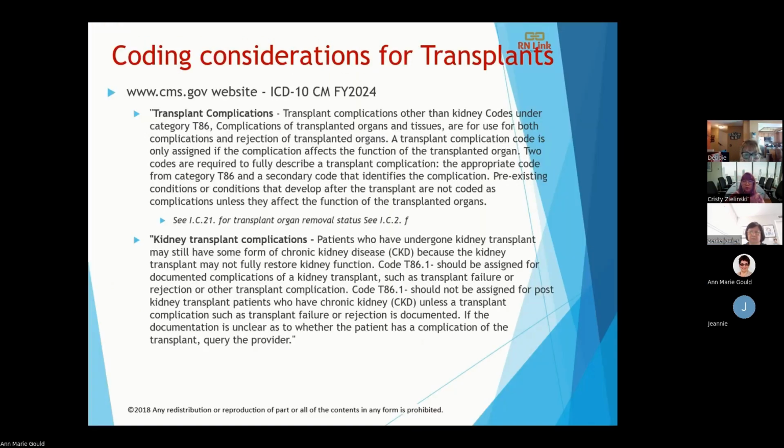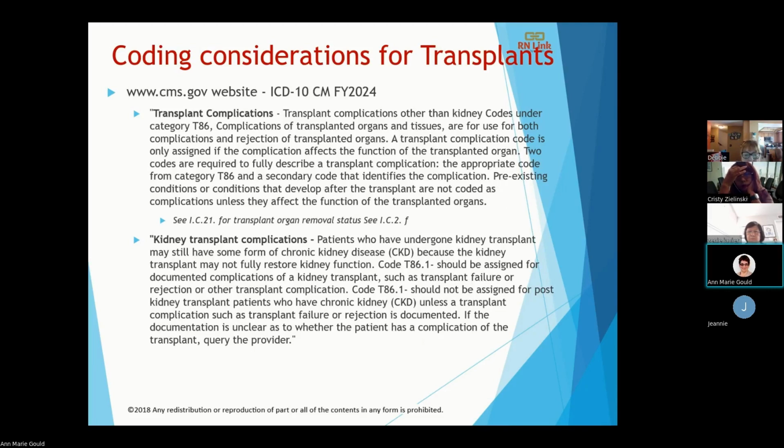And then coding considerations for transplants. This, of course, is from CMS for fiscal year this year, 2024. Transplant complications other than kidney are coded under category T86 and are for use for both complications and rejection of transplanted organs. Now, a transplant complication code is only assigned if the complication affects the function of the transplanted organ, right? You want to make sure that the transplant is affected with the complication. Two codes are required, the appropriate code from category T86 and a secondary code that identifies the complication.